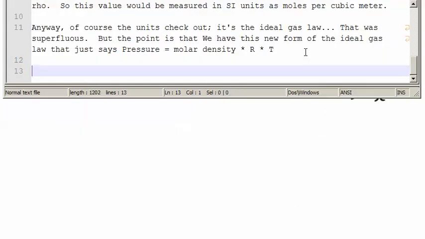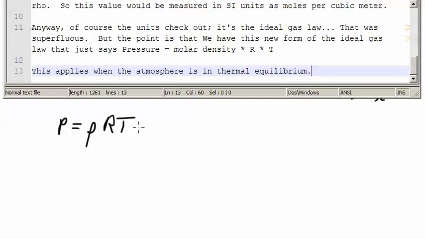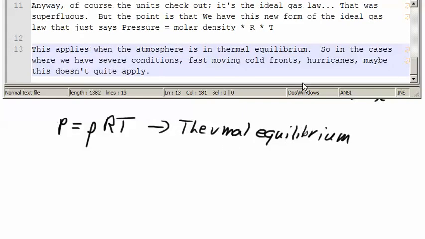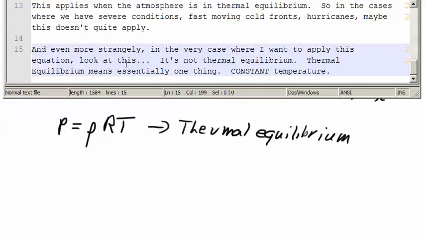But the point is that we have this new form of the ideal gas law that says pressure equals the molar density times RT. Now this is going to apply when the atmosphere is in thermal equilibrium. So in the cases where we have severe conditions, fast-moving cold fronts, hurricanes, maybe this doesn't quite apply. And even more strangely, in this very case where I want to apply this equation, look at this. It's not thermal equilibrium. Thermal equilibrium means essentially one thing, constant temperature.